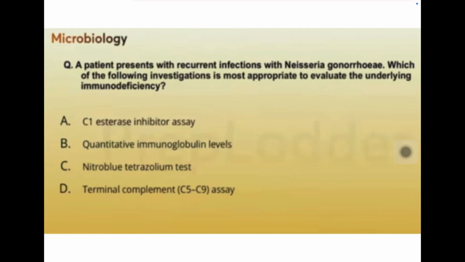A patient presents with recurrent infections with Neisseria gonorrhoeae. Which of the following investigations is the most appropriate to evaluate the underlying immunodeficiency? They have terminal complement C5 to C9 deficiency. The answer is D.